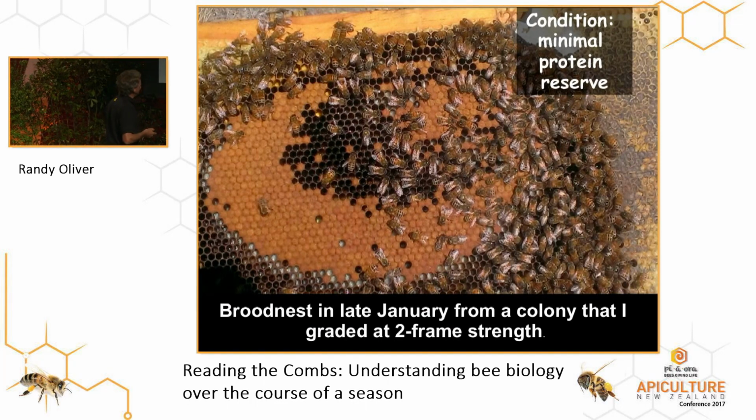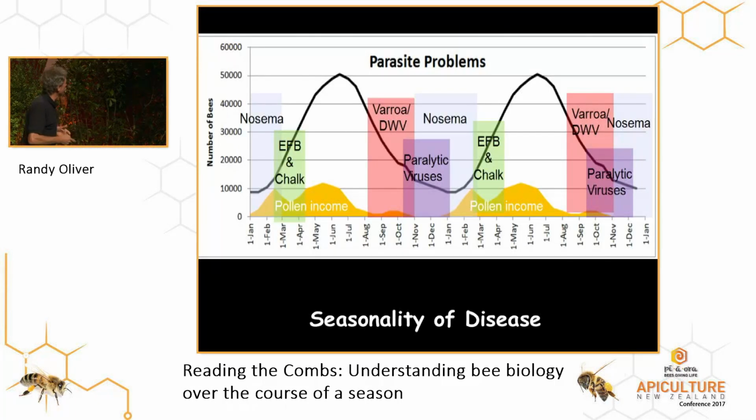So here's a colony right here. This would be shortly after the winter solstice. This colony, I was grading for almond pollination. They only had 2 frames covered with bees. This big, beautiful brood nest right here. So they're all in. They're putting everything they got into rearing that replacement generation of brood.